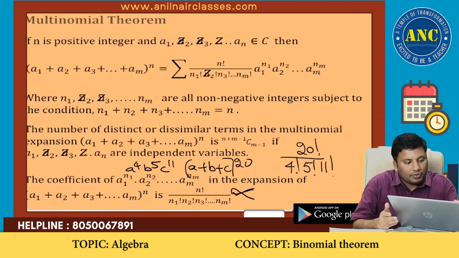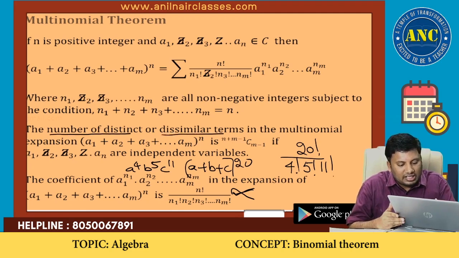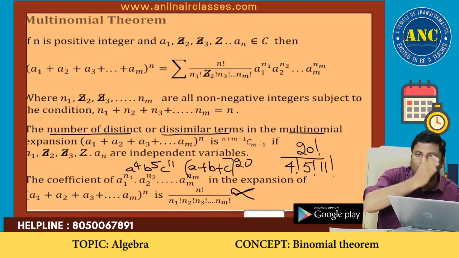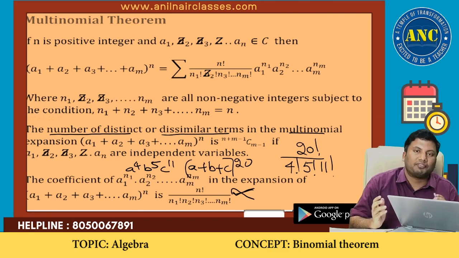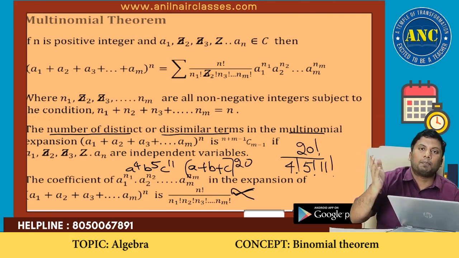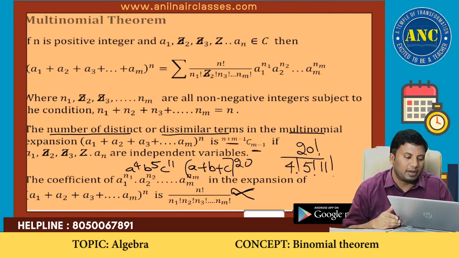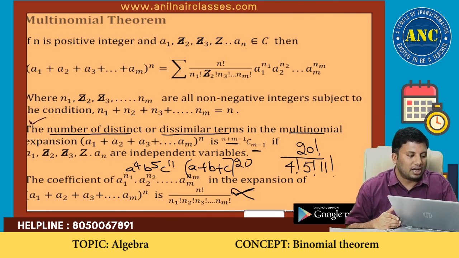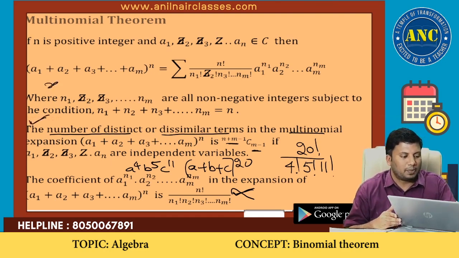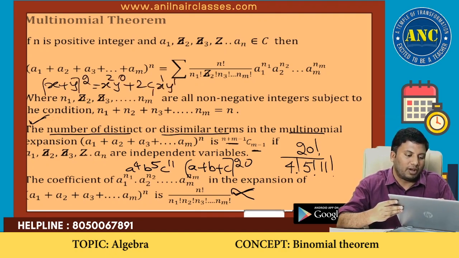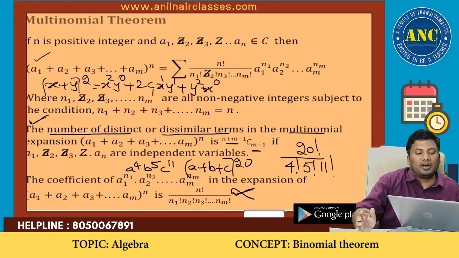Here also, number of distinct or dissimilar terms in the multinomial A1 plus A2 till m. So power is n. If 3 are there, it is n plus 3. If m are there, it is n plus m. N plus m balls are kept. How many gaps are there? N plus m minus 1 C m minus 1. This proof is also clear. I hope it is clear. So x plus y whole square is nothing but x square y power 0 plus 2C1 x power 1 y power 1 plus y square x power 0. How the nC1, nC2 it is there.